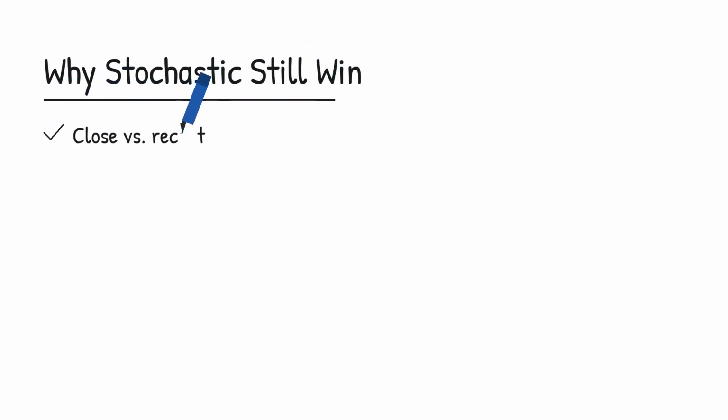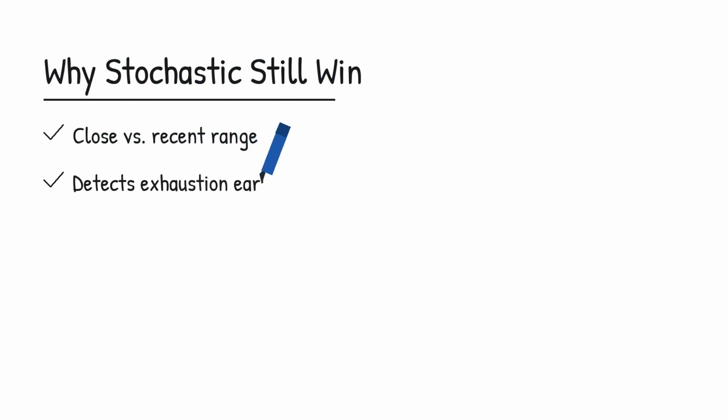The stochastic oscillator answers one deceptively simple question: where is price closing relative to its recent range? When closes hug the highs, momentum is alive. When they drift toward the lows, sellers are in control. That single insight, built by George Lane in the late 1950s, still gives you an edge in spotting exhaustion and rotation before price confirms it.